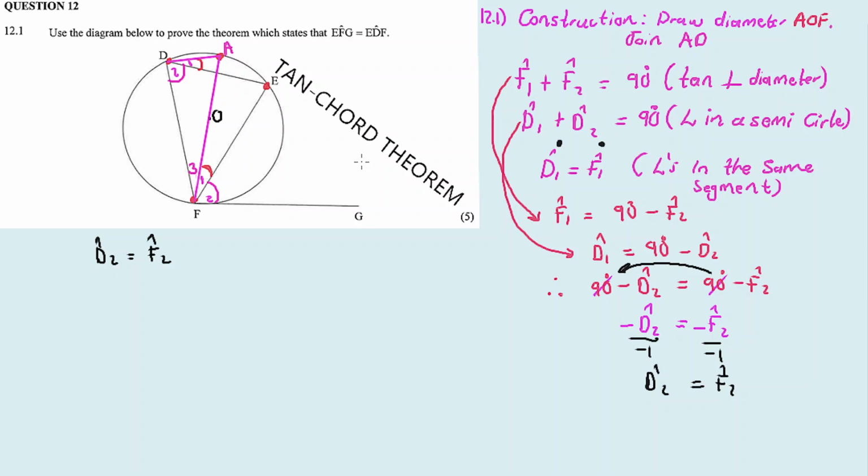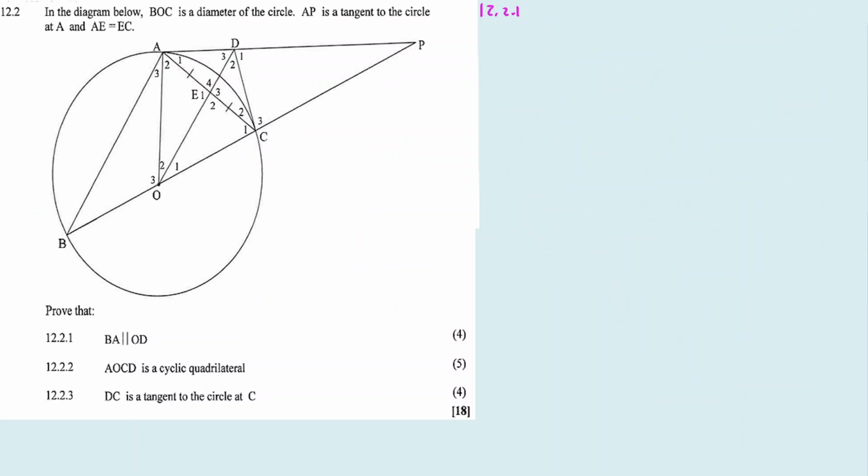Let's go to 12.2, so let me erase and then do 12.2. Alright, 12.2. In the diagram below, BOC is the diameter of the circle, and AP is a tangent to the circle at A, and AE is equal to EC. Prove that 12.2.1: BA is parallel to OD. Right, it's parallel lines, there's no escaping this one.